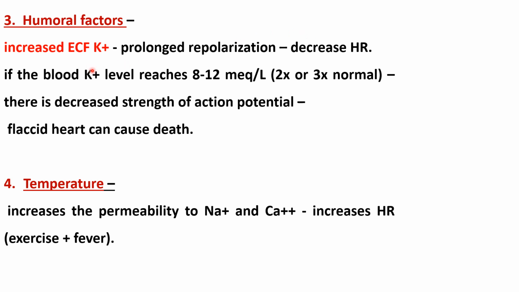If the blood potassium level reaches 8 to 12 milliequivalents per liter, that is 2 times normal or 3 times normal. 4 जो है वो normal है, 8 का मतलब है 2 times normal और 12 का मतलब है 3 times normal. अगर potassium level इतना बड़ा हो जाए, there is decreased strength of action potential and the heart becomes flaccid. This can cause death.